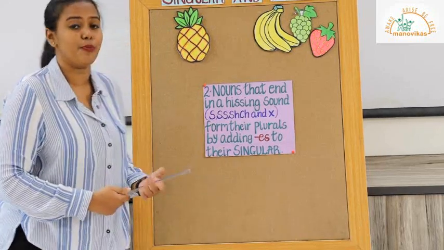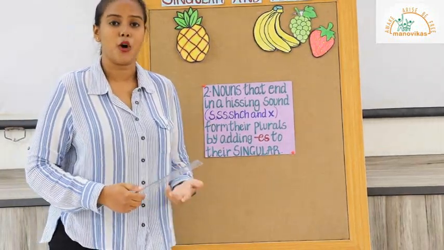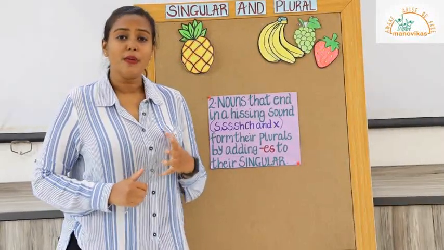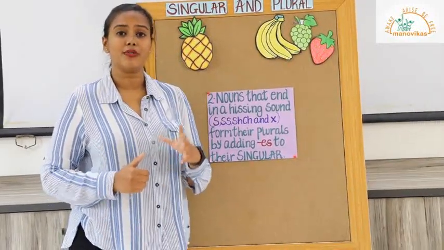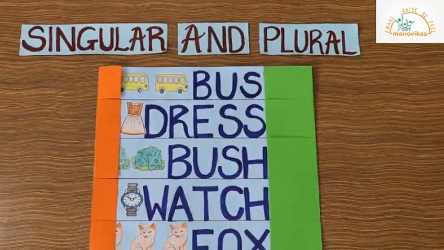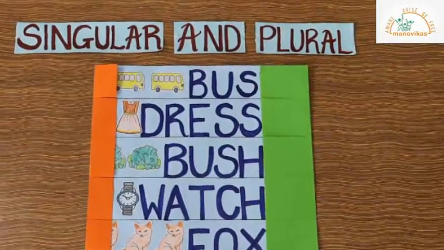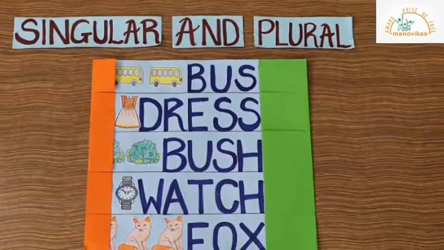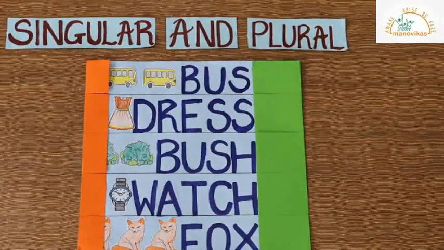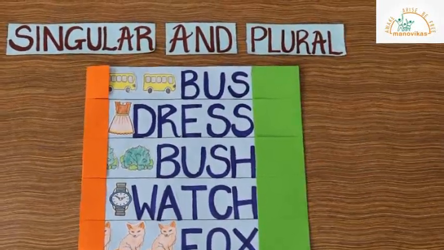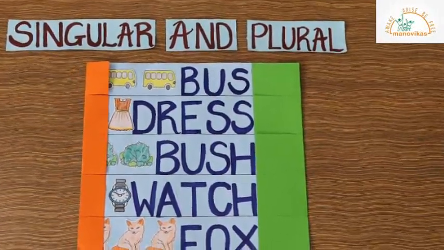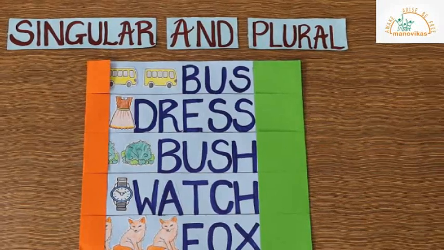An example of this would be the word box. Box. This word ends with a hissing sound. So in order to form the plural form of this word box, we have to add ES, boxes. Students, you know the rule number 2. That is, nouns that end in a hissing sound, that is S, SS, SH, CH and X, form their plurals by adding ES to their singular nouns.